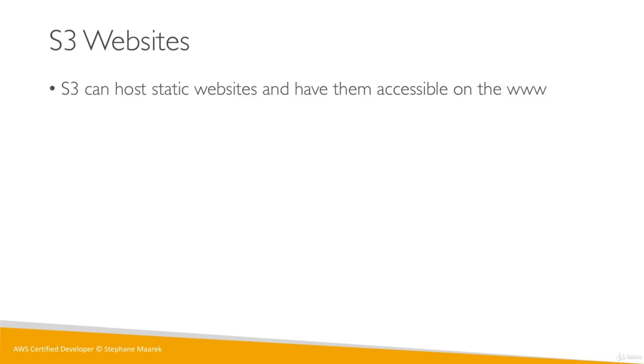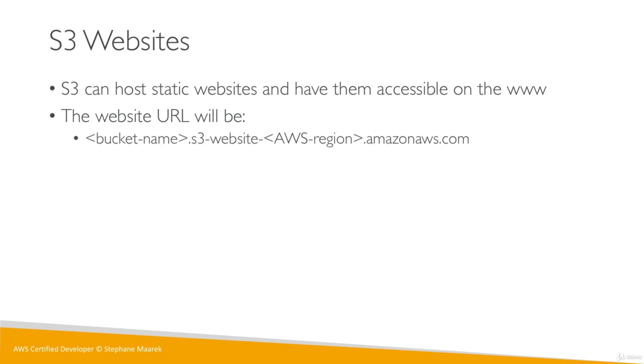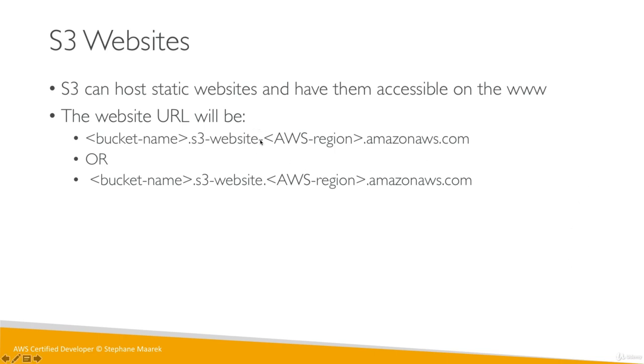Using Amazon S3, it is possible to set up a static website and for it to be accessible to anyone on the web. The website URL will be of two forms. There is this one or that one. To be honest, to catch the difference is a bit tricky, but after s3-website, it can either be a dot, like here, or it can be a hyphen, right here. It really depends on the region you're on, but overall, it looks like bucketname.s3-website.AWS-region.amazonaws.com.